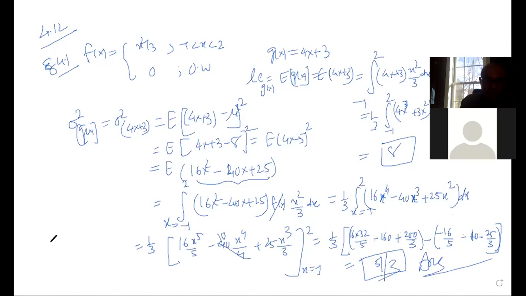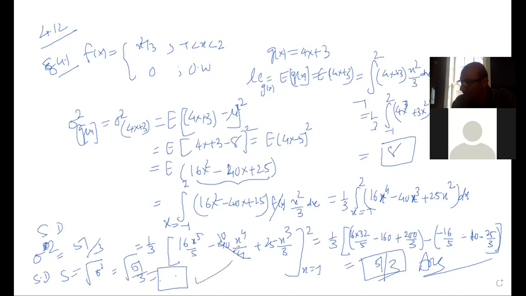I have not found the standard deviation so far, but you can write sigma squared is equal to 51 by 3. So the standard deviation S is equal to the positive square root of sigma squared, that is equal to the square root of 51 divided by 3. You are going to get some decimals over here, and that is your standard deviation.